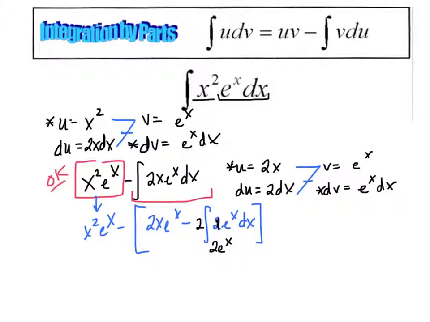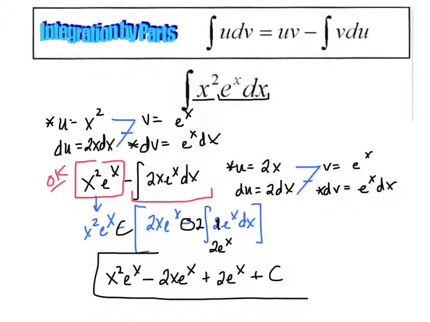So let's finish this off. Our first term is x squared e to the x. Then we have minus 2x e to the x. And then we had minus a negative, so that becomes plus 2e to the x plus c. Here is our integral.